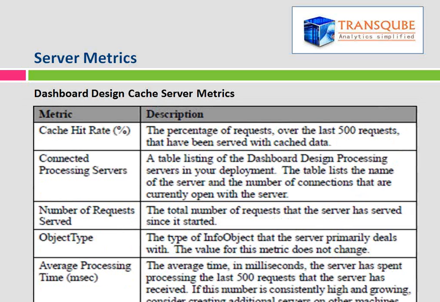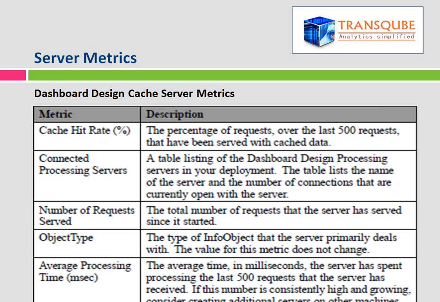Cache hit rate, how often you hit the cache, and the percentage of requests over the last 500 requests that have been served with the cache data. Connected processing service, a table listing the dashboard design processing service in your deployment. It also lists the name of the server and the number of connections that are currently open with the server.